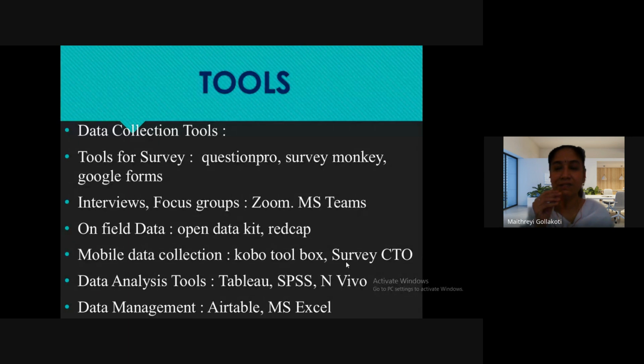Now, in all these tools, you put in your data and you can generate graphs, pie charts, and different tables which are useful for your research. Okay, so these are all the tools.